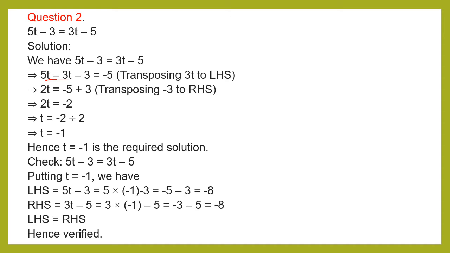Now let us take the RHS. RHS means 3t minus 5, which is equal to 3 into t value, which is minus 1, minus 5. Plus into minus is minus, 3 ones are 3. Then write down the minus 5 as it is. Minus 3 minus 5 means again same symbols, so we need to add these two terms. 5 plus 3 is 8. The greater term has a minus sign, so minus 8. LHS is also minus 8, RHS is also minus 8. LHS equals RHS. Hence verified.